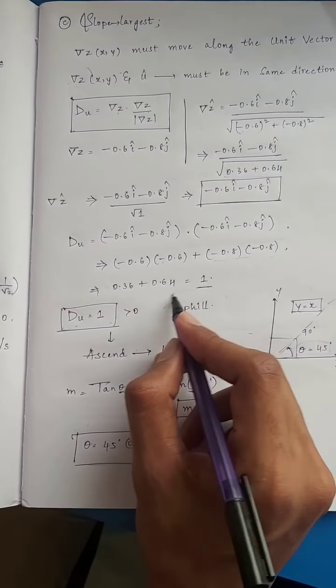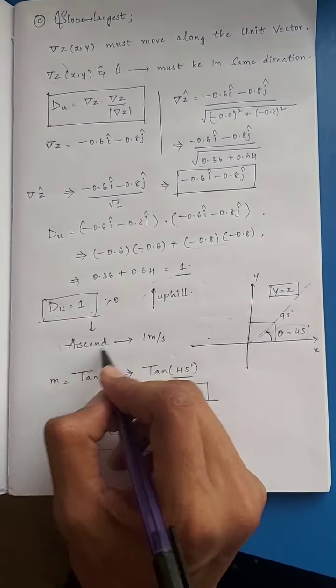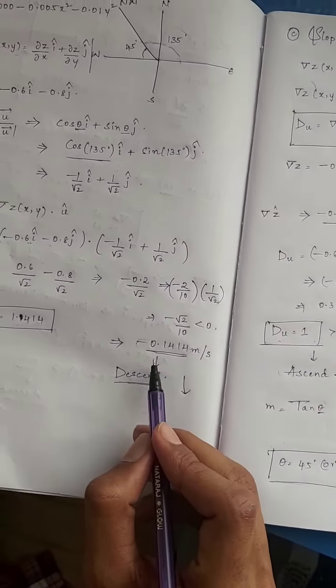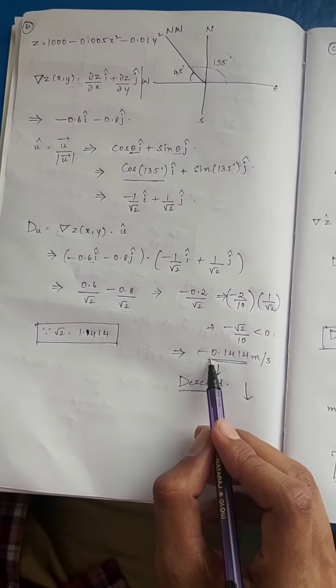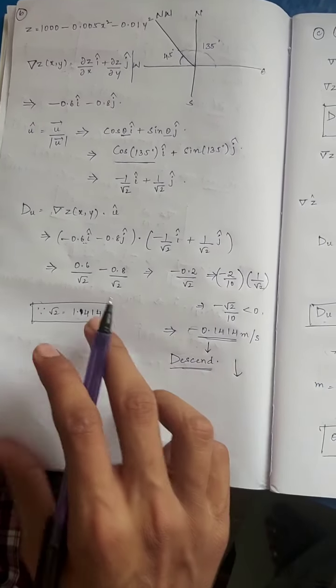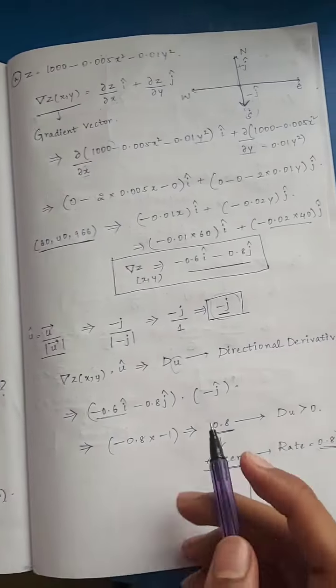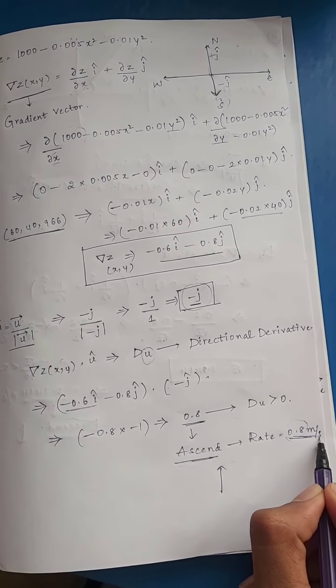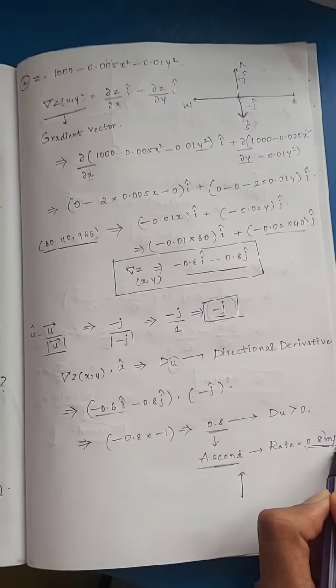So in this case we are going uphill or ascending with a rate of 1 meter per second. In the second case we are descending with a rate of minus 0.1414 meter per second. In the first case we are ascending at a rate of 0.8 meter per second. This is the end of the solution. Thank you.